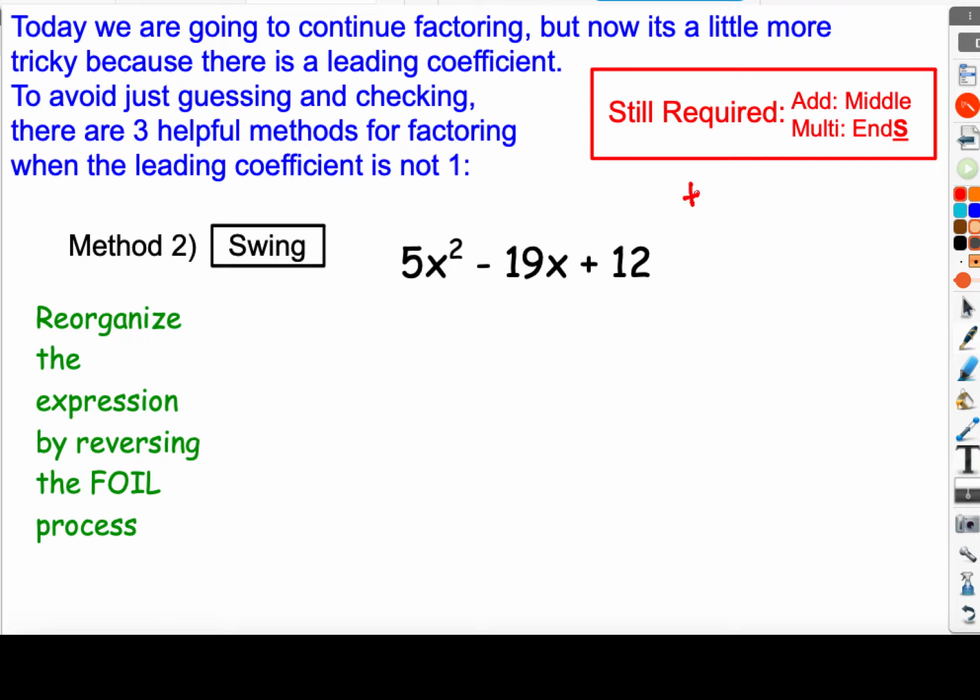So I want to add to negative 19x, that middle term. But at the same time, I want to know what multiplies to 5 times 12, or basically 60x squared. I'm going to multiply the ends, the first and the last, and I want to find numbers that would satisfy those two statements. Feel free to take a second, go ahead and figure out what multiplies to 60 and adds to negative 19. Once you have your answer, unpause your video and I'll show you what that answer would be. Hopefully we get the same things.